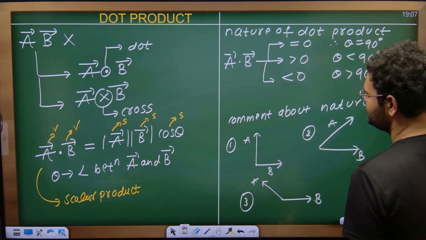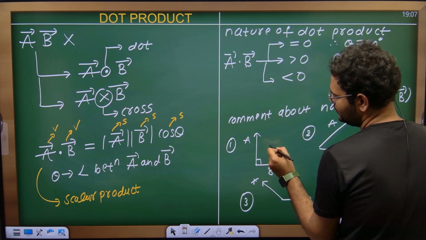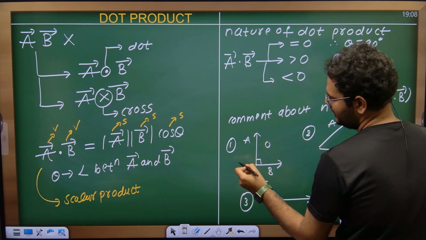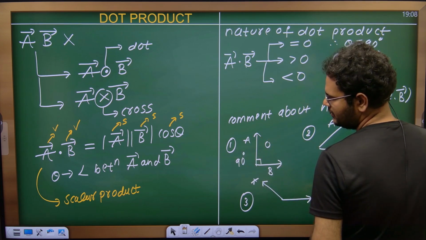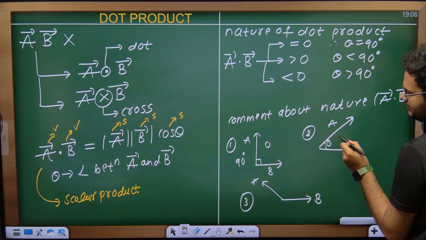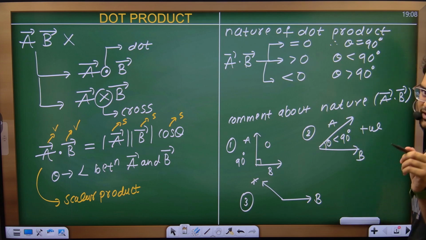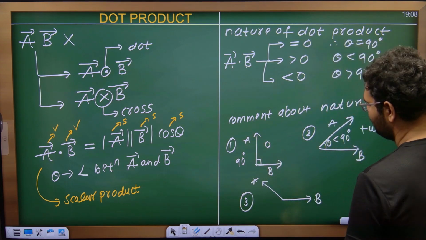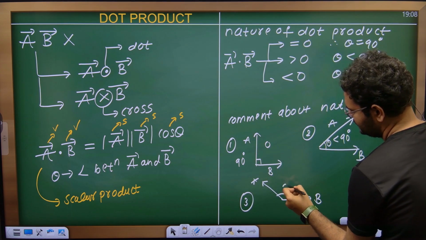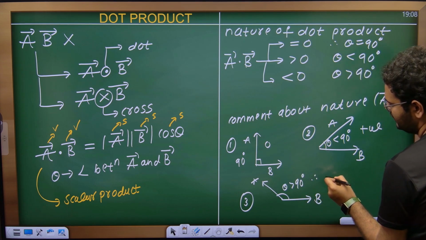Sir, angle is how much? What is angle between A vector and B vector? What is theta? Theta is 90. So this is equal to what? 0. Okay, why 0? Sir, theta is 90 degree. Here what is angle? This theta is greater than 90 or less than 90? Sir, less than 90. Less than 90 means what? Positive. Excellent. First quadrant, cos theta positive. What about this? Sir, here theta is greater than 90. That means, therefore, this is negative.